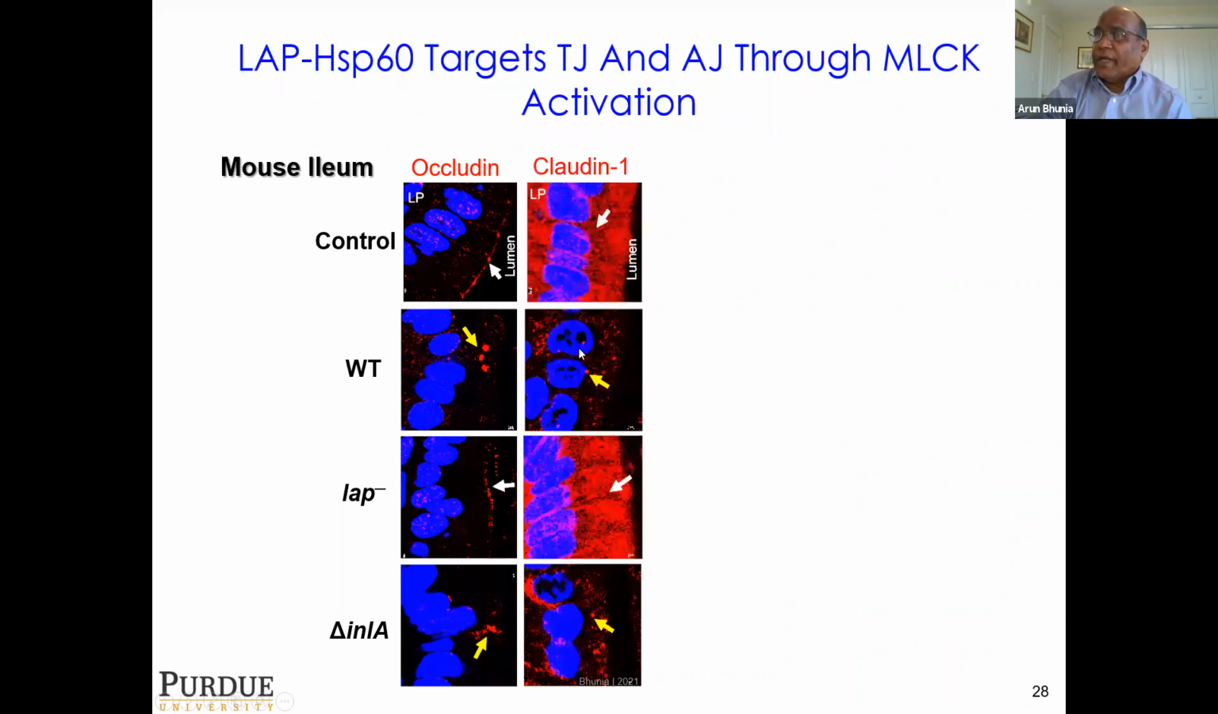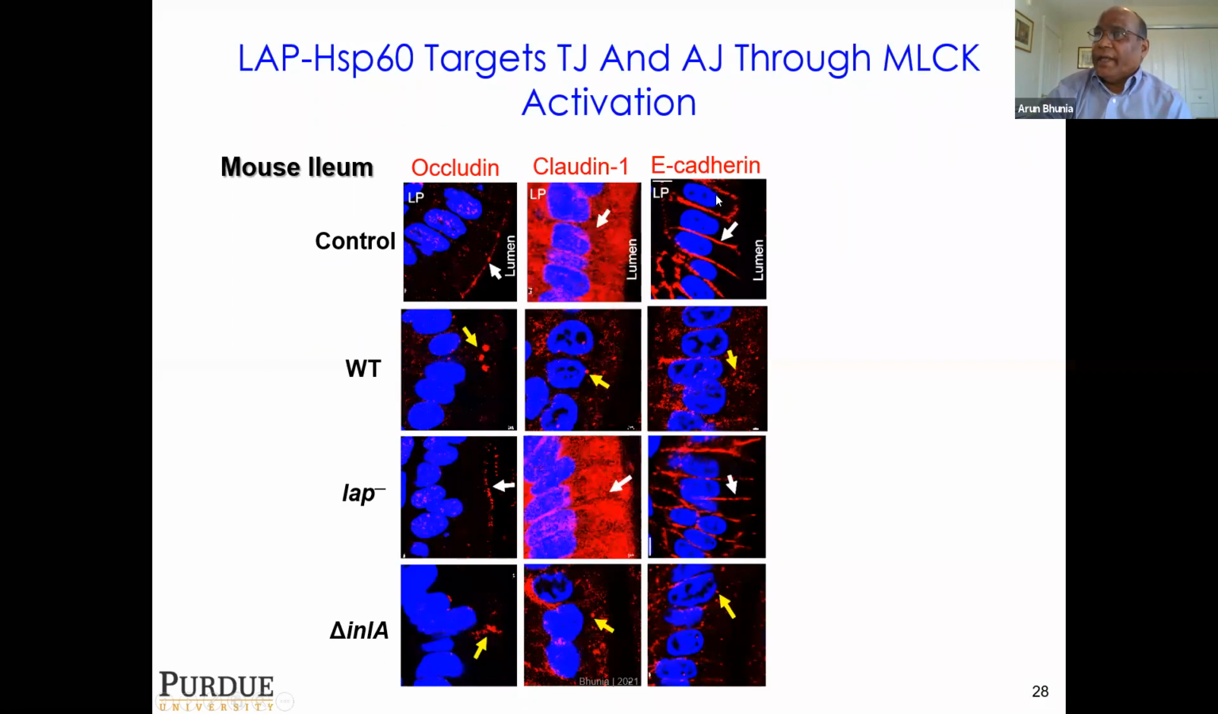We looked at the claudin. Also, we looked at E-cadherin. As I said, E-cadherin is one of the major proteins in the adherens junction. Control, it maintained well. In the wild type treatment, E-cadherin begins to disappear. So the structure becomes very loose. Lab mutant, you can clearly see Internalin A mutant also behaves like wild type.